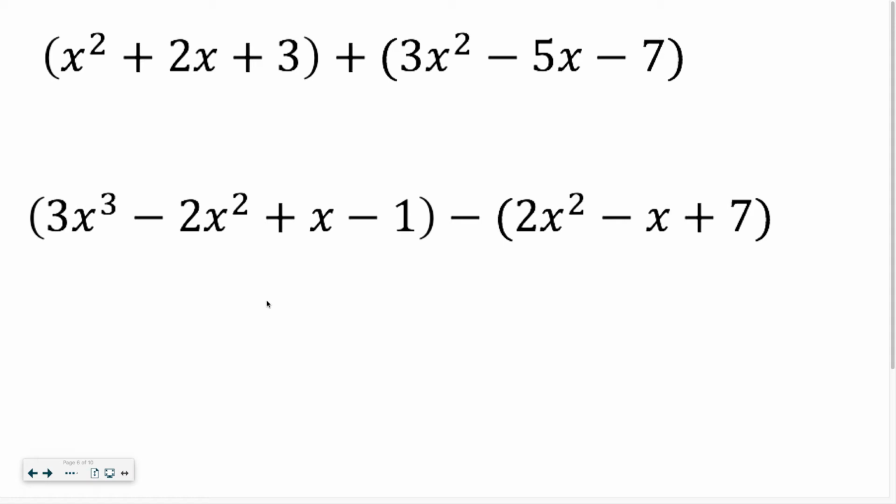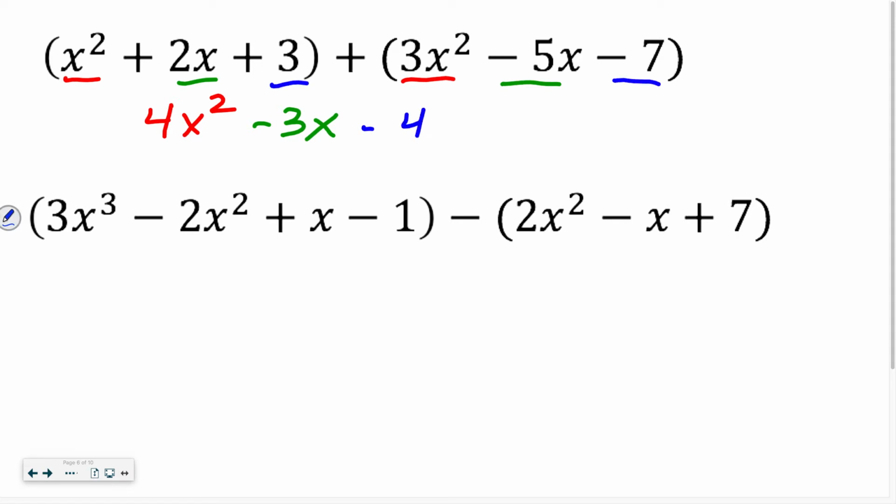Okay, let me interrupt. What did you guys say you would do to add those polynomials in that top problem? Combine like terms. Thank you, Darby. Haven't we done this before with complex numbers? Yeah, if we were just adding imaginary numbers, we would add like terms. That's what adding and subtracting in math is, right? Let's do this. x squared plus 3x squared is 4x squared. And 2x minus 5x is negative 3x. And 3 minus 7 is negative 4. There you go.